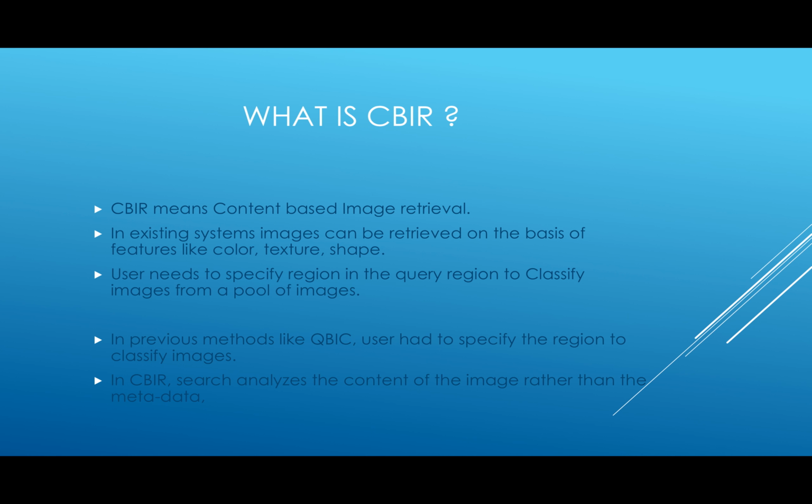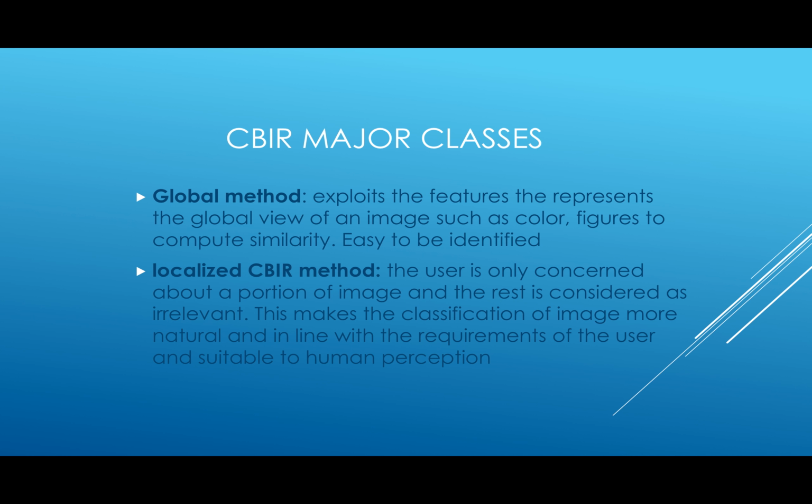So, what is CBIR? CBIR stands for content based image retrieval. In existing systems, images can be retrieved on the basis of features like color, texture, shape, etc. The user needs to specify a region in the query to classify images from a pool of images. In previous methods like QBISC, the user had to specify the region to classify images, but in CBIR, search analyzes the content of the image rather than the metadata.